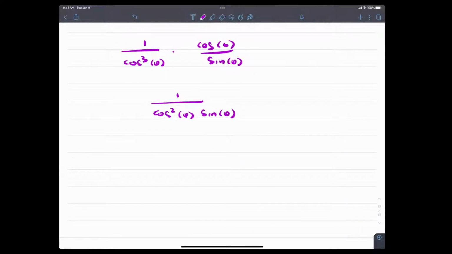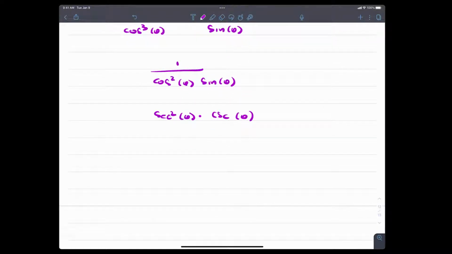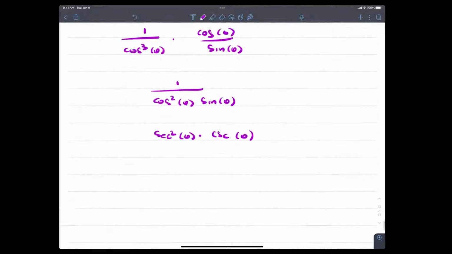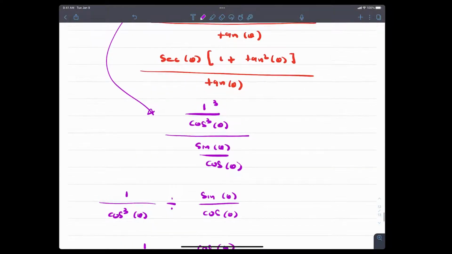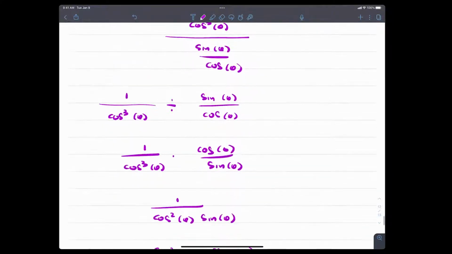And then you say, okay, what can we do if we use reciprocal identities? What does this give you? I think it'll give you what? Secant squared theta, and then what's this? Cosecant theta? So you say, okay, where can we take this? Does anybody know what secant squared theta is? What's that Pythagorean identity? Is it 1 plus tangent squared theta?